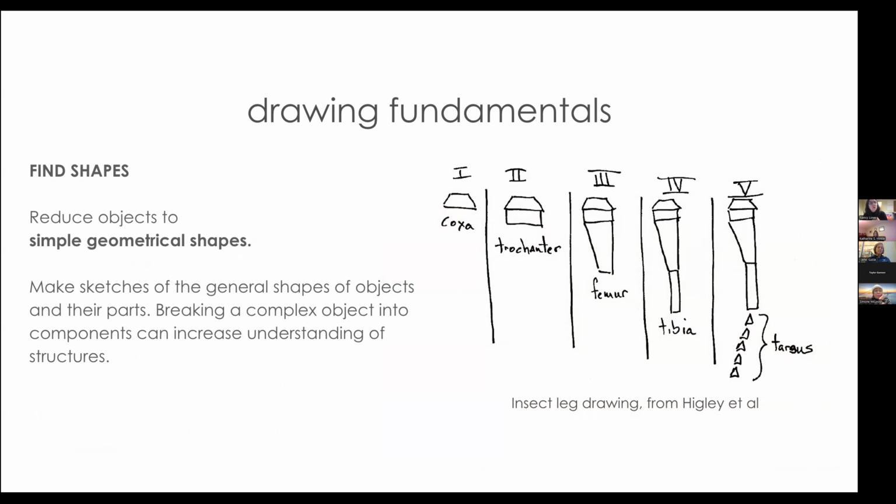So encouraging your students to break it down into what do we see generally? Is there a funnel? Is there a cylinder? Is there a J shape? Is there a flat plane or a curved plane? Or there might be a square or a rhomboid or something like that. So sort of breaking down basic shapes.